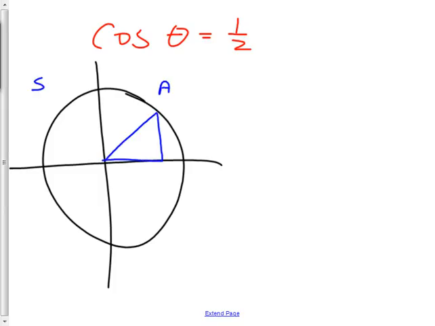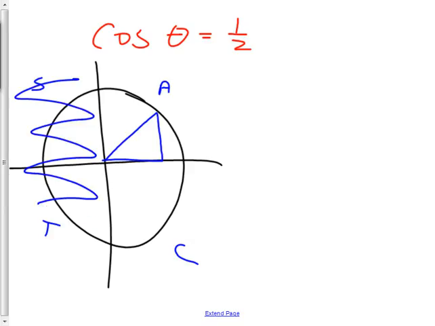All Students Take Calc. Cosine's positive in those two quadrants, not over here. So it must be two triangles in those two quadrants. This one, I don't know if it's 30, 60, or 90. I've got to figure it out. Cosine is adjacent over hypotenuse, and that must be square root of 3. And then this must be 30 up here. This must be 60.